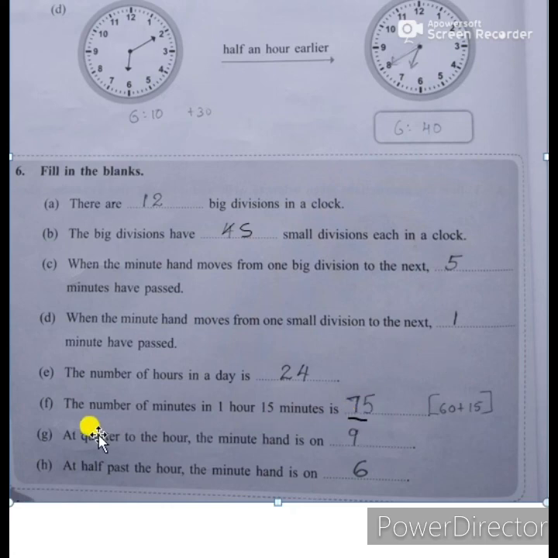Now see the next question. At quarter to the hour, the minute hand is on dash. Quarter to an hour. Suppose the time is 9:45. The minute hand will be at 9. So you have to write the answer, the minute hand will be on 9. Now see the next question. At half past the hour, the minute hand is on dash. We know that whenever it is half past any hour, the minute hand will be at 6.